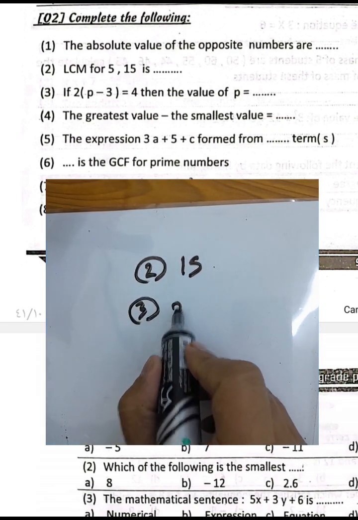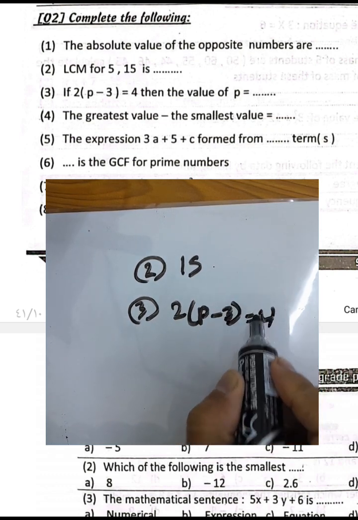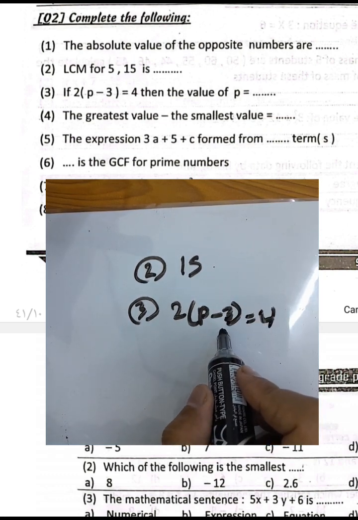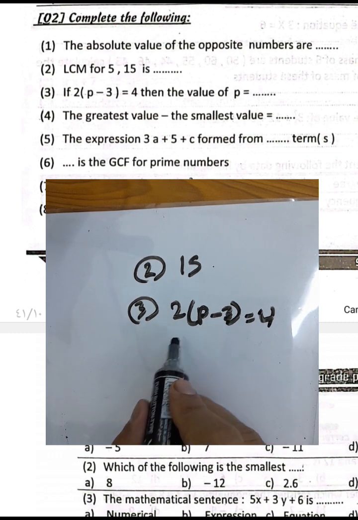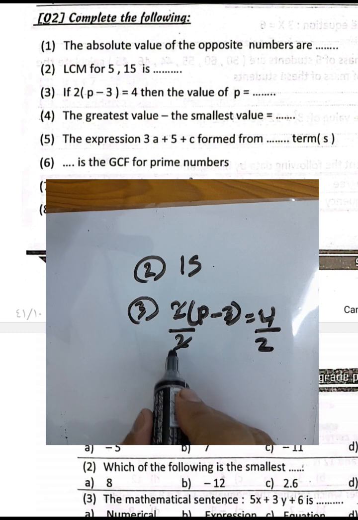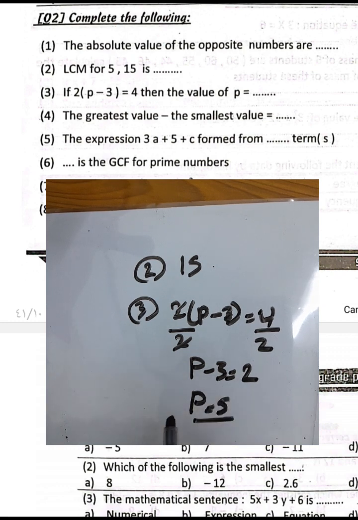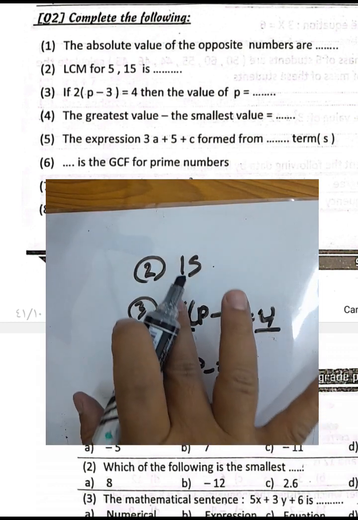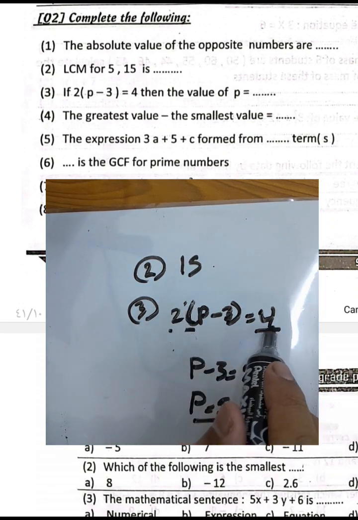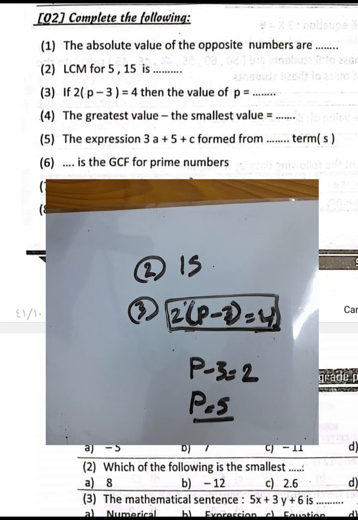Question 3. If 2 times (b minus 3) equals 4, then the value of b equals what? We can solve this equation by dividing by 2 on the left-hand side and right-hand side. 2 divided by 2 is 1. 1 times (b minus 3) will be b minus 3. 4 divided by 2 equals 2. And then b will be 5, because 5 minus 3 equals 2. Or you can put b equal 5 in this equation: 5 minus 3 equals 2, 2 times 2 equals 4.